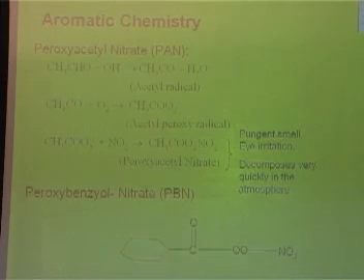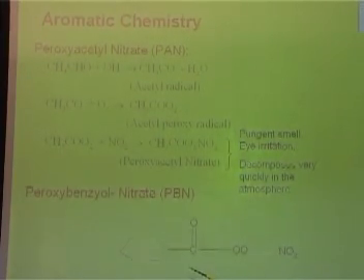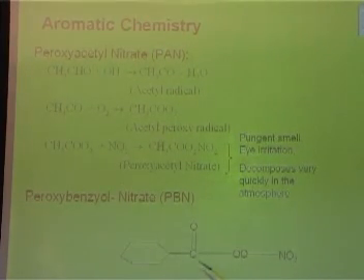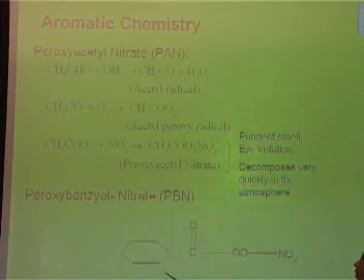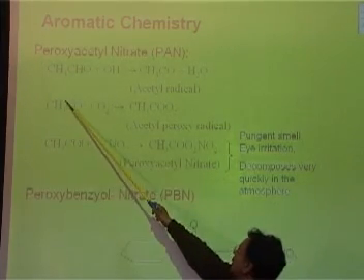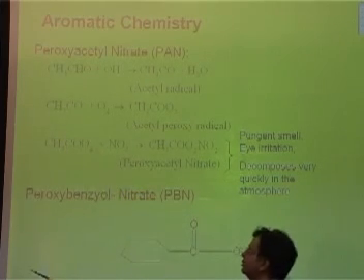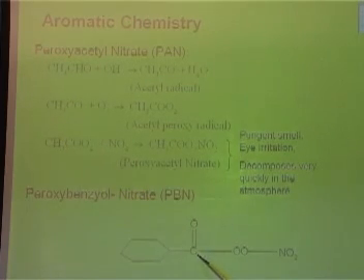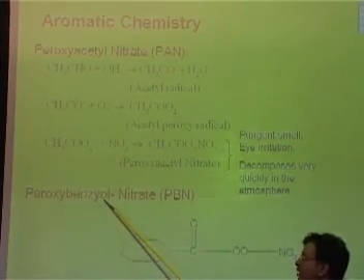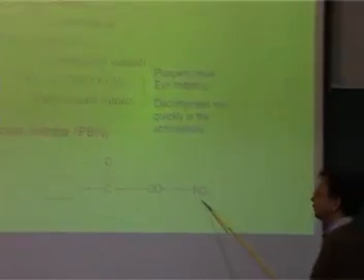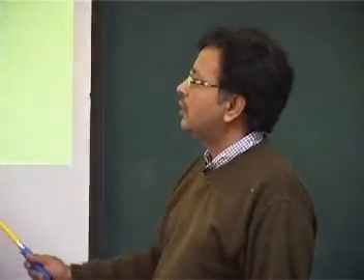PBN is formed when you have more aromatics like benzene, and then NO2 combines with that. So what you are doing here is replacing this group with benzene and one hydrogen atom, and that is where the CO is coming from. This is called peroxy benzoyl nitrate. That is the name given to this compound.